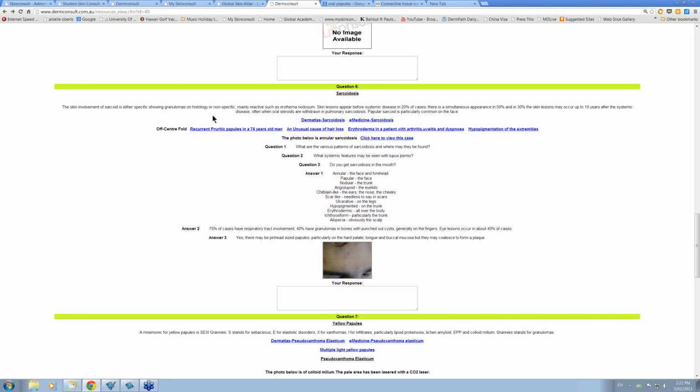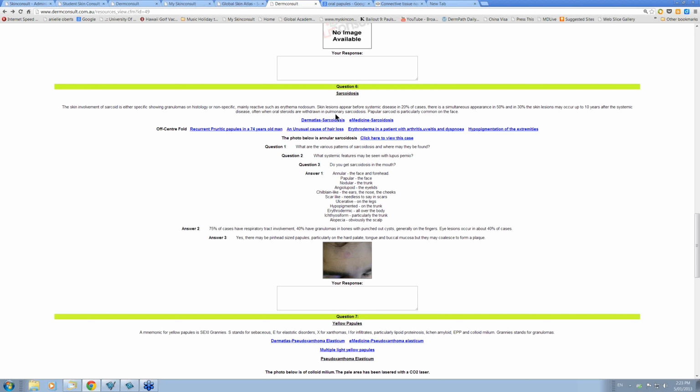There are these other skin lesions that you'll see in sarcoid, like erythema nodosum, where that may be part of Löfgren syndrome, where they've got acute onset of erythema nodosum and thickened, enlarged perihilar lymph nodes. Skin lesions appear before the systemic disease in 20% of cases, simultaneous appearance in 50%, and in 30% the skin lesions may occur up to 10 years after the systemic disease.